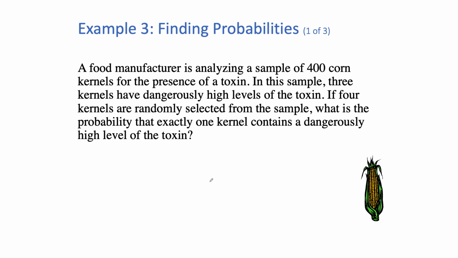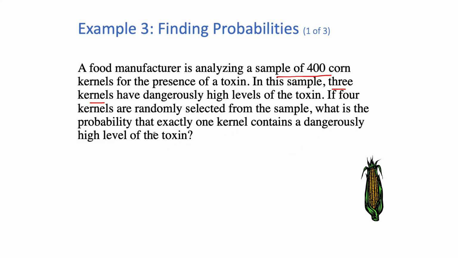All right. So the last example that I want to deal with here is about finding probabilities. A food manufacturer is analyzing a sample of 400 corn kernels. So again, there's 400 different kernels which are available to be chosen from. And you're going to test for the presence of a toxin. In this sample, we know 3 kernels have dangerously high levels. So there's 3 of them which are very dangerous. And so that means that there's 397 which are not dangerous, right?